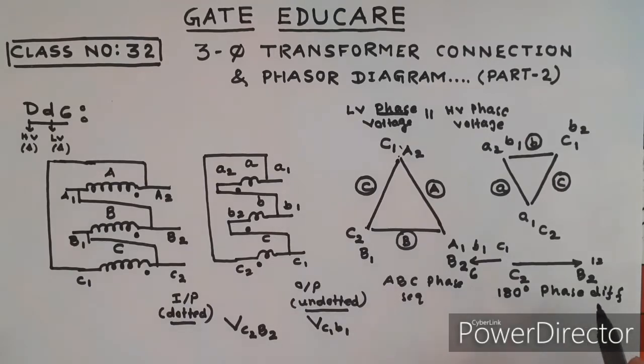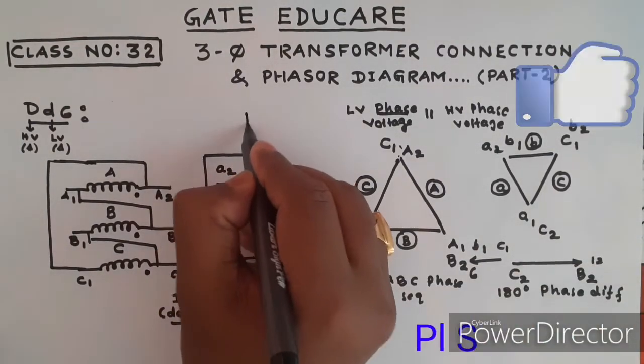If there is a 180 degree phase difference, then it is group 6, as I explained in the part 1 tutorial. Therefore, it is Dy6.